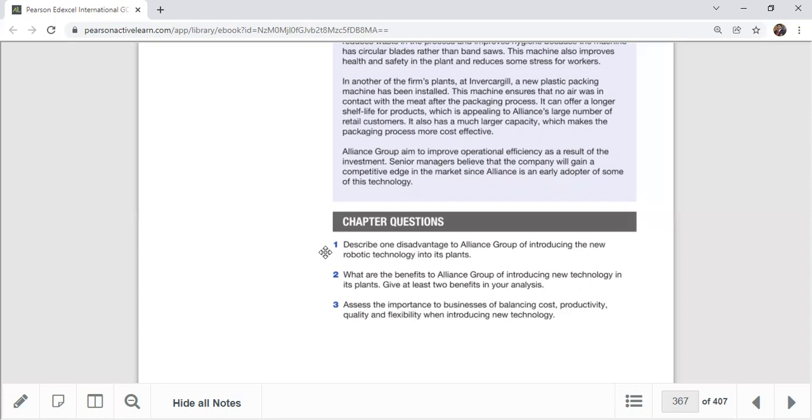Question number 2: what are the benefits to Alliance Group of introducing new technology in its plants? Give at least 2 benefits in your analysis.